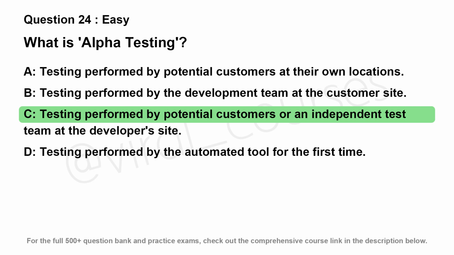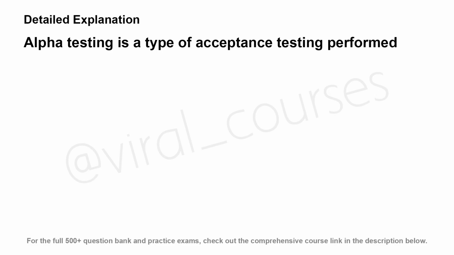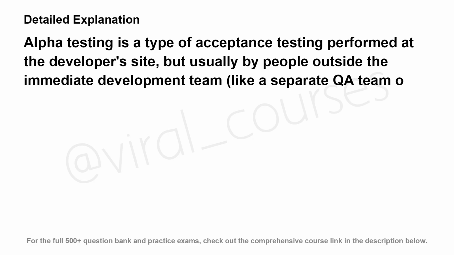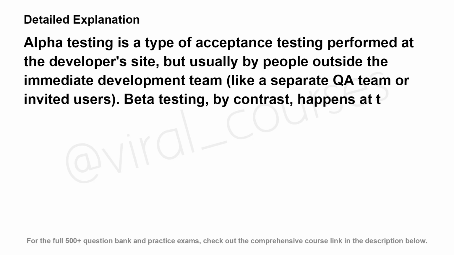The correct answer is C. Alpha testing is a type of acceptance testing performed at the developer's site, but usually by people outside the immediate development team, like a separate QA team or invited users. Beta testing, by contrast, happens at the user's own location.